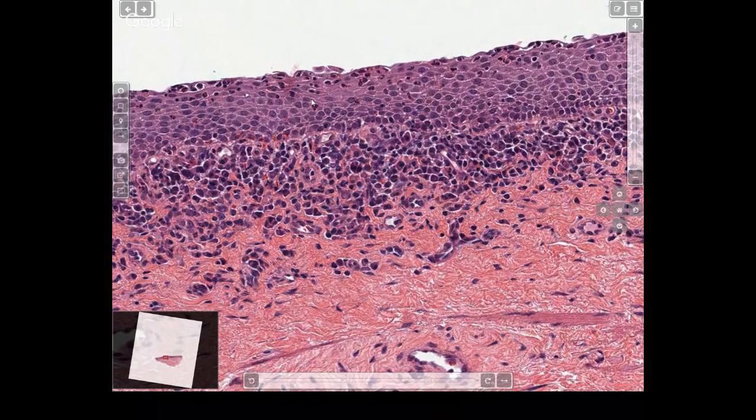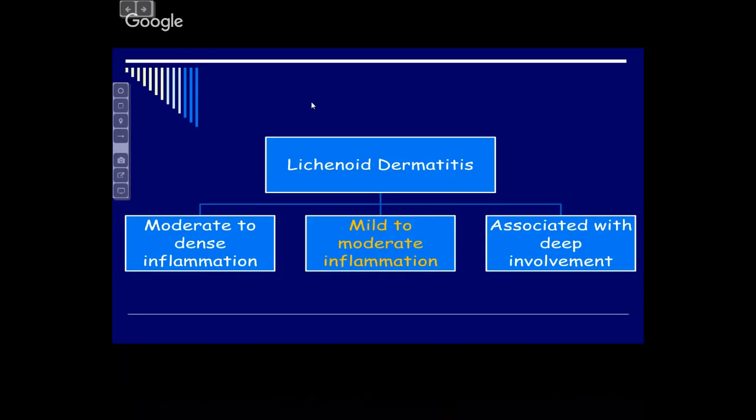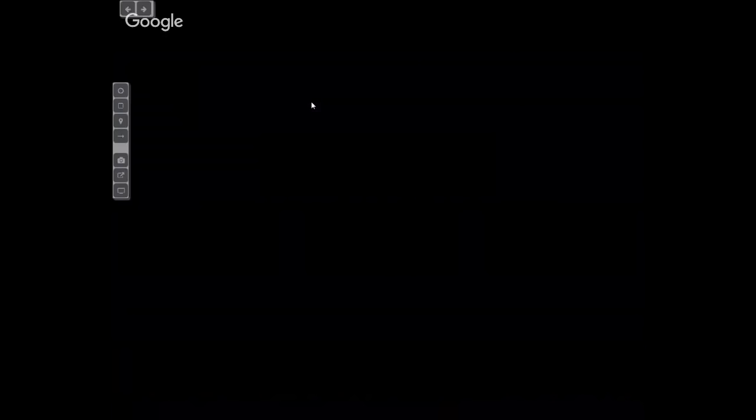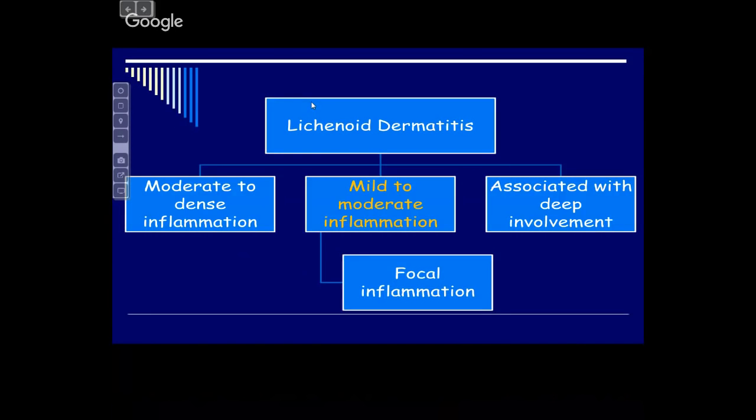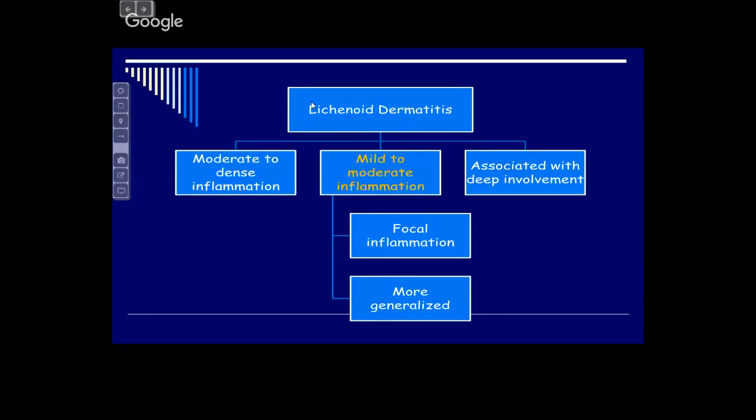And if the clinician is saying rule out Zoon's balanitis, these are the features that you want to look for. So now we'll move on to the mild to moderate inflammation. We finished off moderate to dense inflammation, then we move to mild to moderate inflammation. If you have mild to moderate inflammation, what do you think? Is it focal or is it more generalized? Is it a focal lesion or are they more generalized lesions?